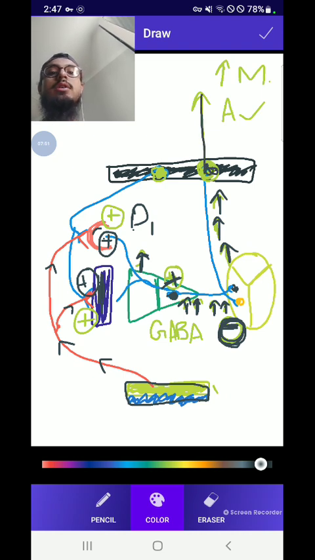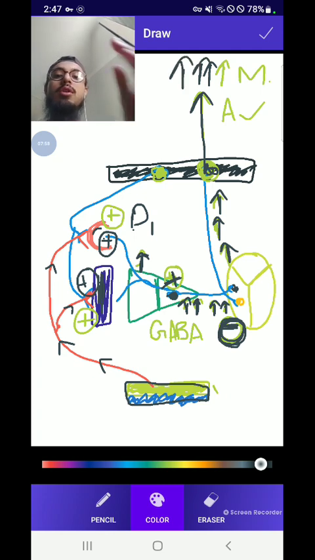So what happens? It increases the motor activity, more and more. So this is the direct pathway, in which nigrostriatal modulation occurs.